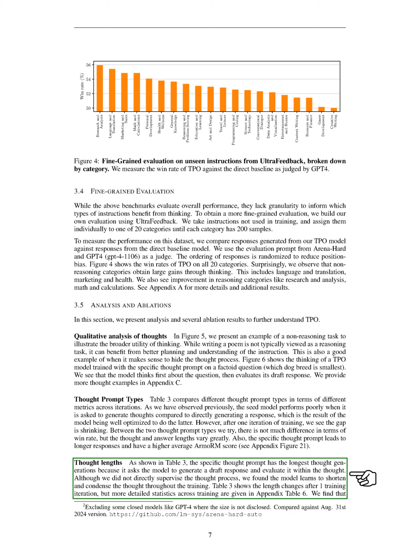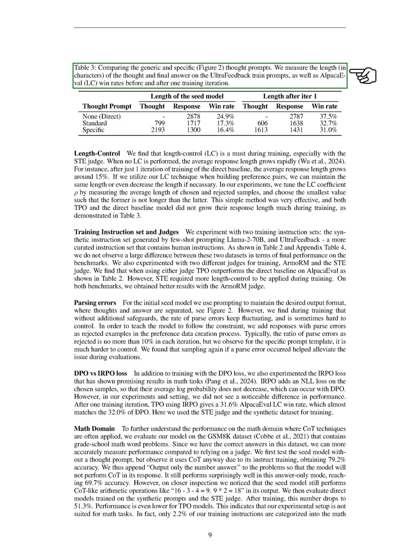Regarding thought lengths, we noted that specific prompts generate longer thoughts as they require the model to draft and evaluate responses. Over training, the model learns to condense its thoughts, reducing their length significantly after 4 iterations. We also analyzed thought lengths by category, finding that areas like research and writing tend to have longer thoughts, while categories like conversation and math are shorter.